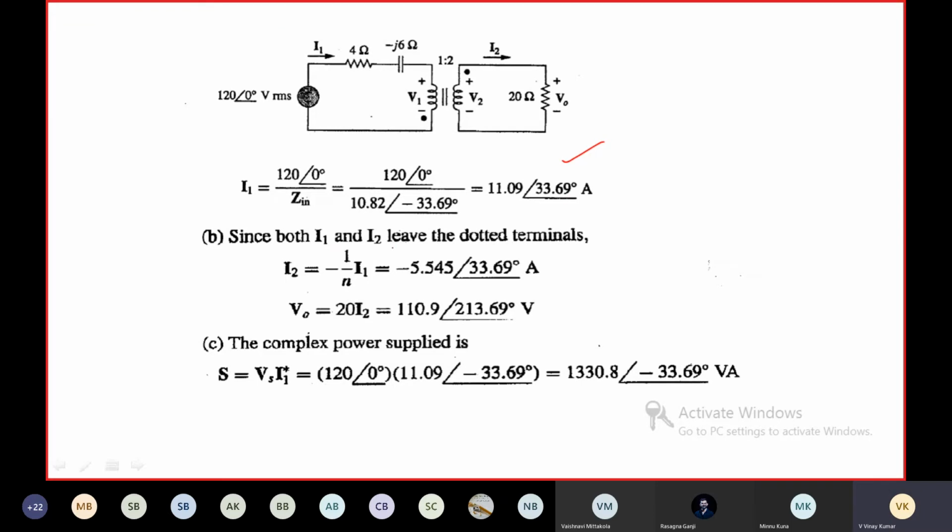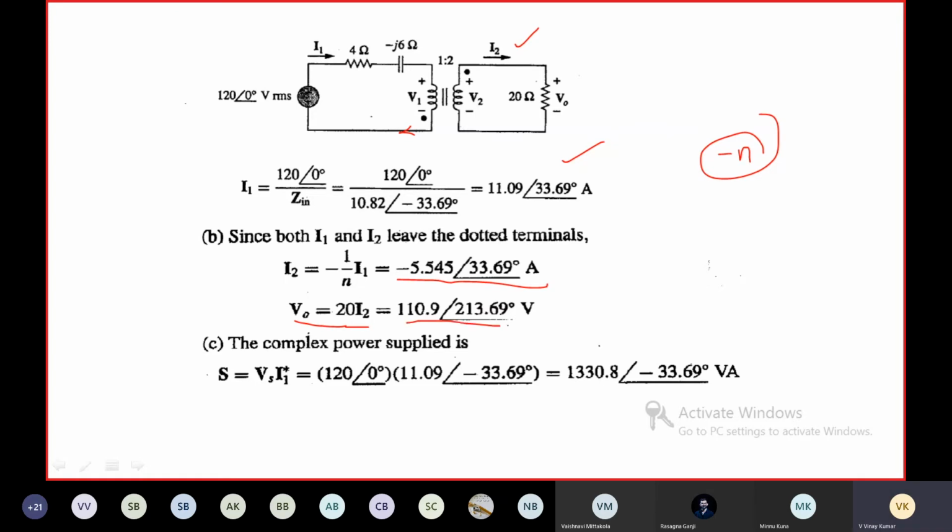Since both I1 and I2 are leaving the dotted terminal, here I1 is leaving the dotted terminal and I2 is also leaving the dotted terminal. If both are leaving or both entering the dotted terminal, we have to use minus N. Then I2 is equal to minus I1 by N, which is equal to this much. You know, V0 is equal to 20 I2.